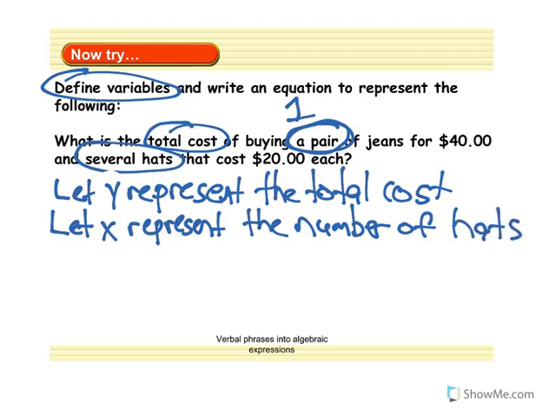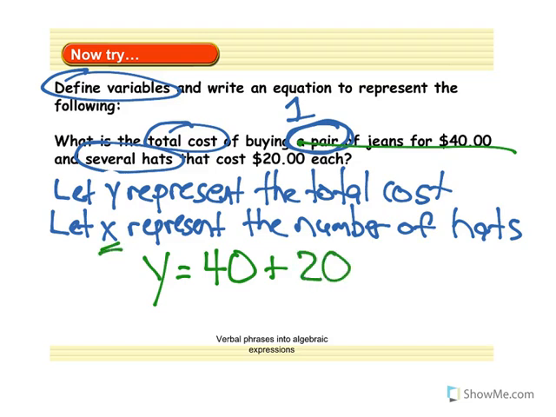So let's talk about my equation here, right? My total cost, in this case Y, is equal to what? Well, I bought a pair of jeans for $40. Plus, I bought some hats. I bought X hats for $20 each. So that's what your equation is going to look like here, okay? Your total cost Y is equal to the, and if you wanted to put a 1 being multiplied by the 40, you can do that, though obviously it's not necessary. So Y is equal to 40 plus 20X, right? The $40 pair of jeans plus X hats that cost $20 each.